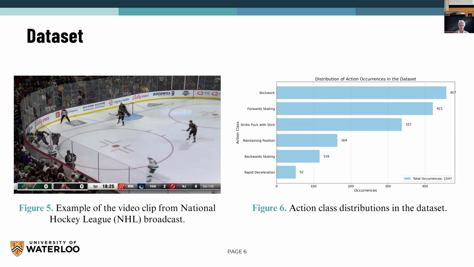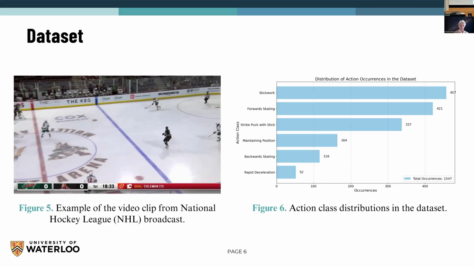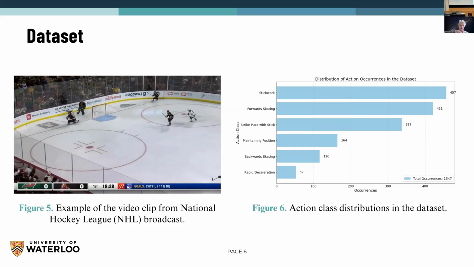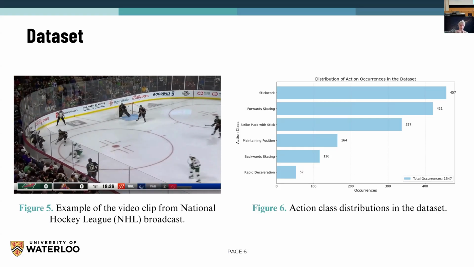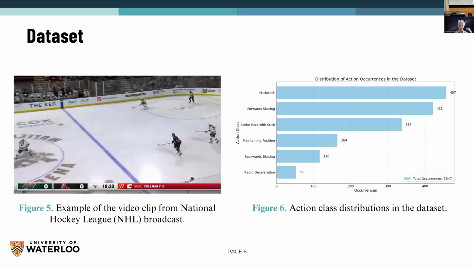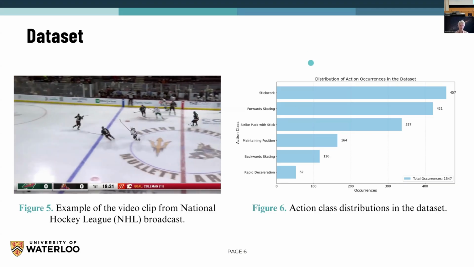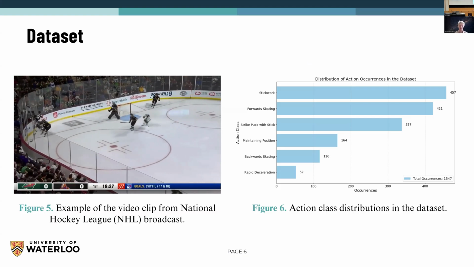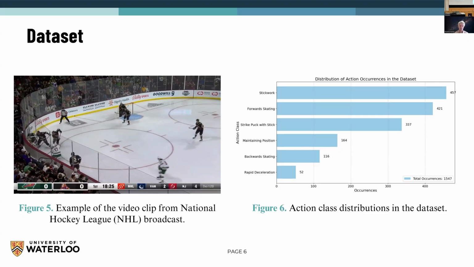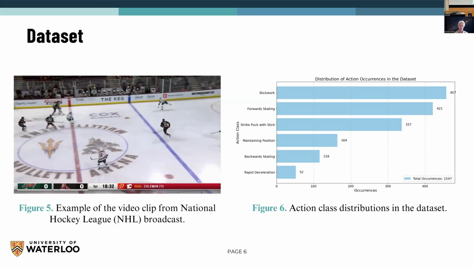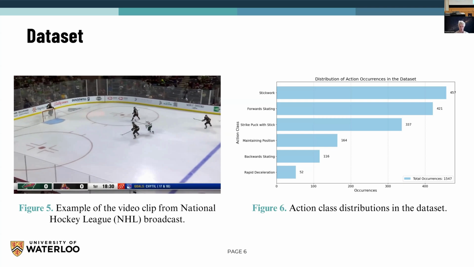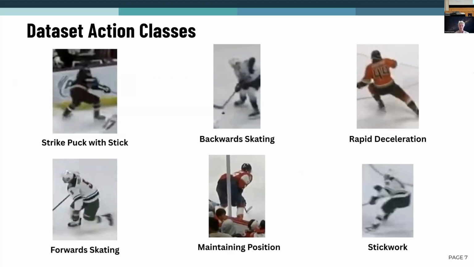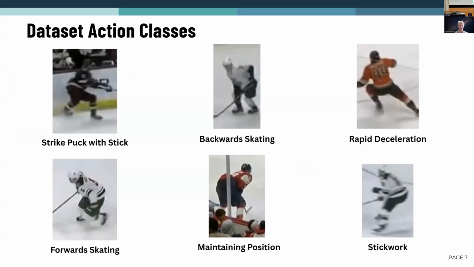Our dataset consists of video clips extracted from National Hockey League NHL broadcasts with annotations for 6 primary actions. These actions are stick work, forward skating, strike puck with stick, maintaining position, backward skating, and rapid deceleration. Each action clip is exactly 2 seconds long, corresponding to 60 frames at 30 frames per second. Let's briefly walk through what each of these actions represents.